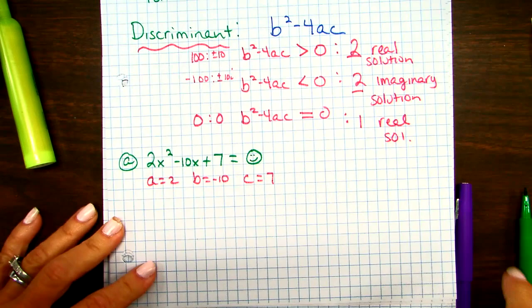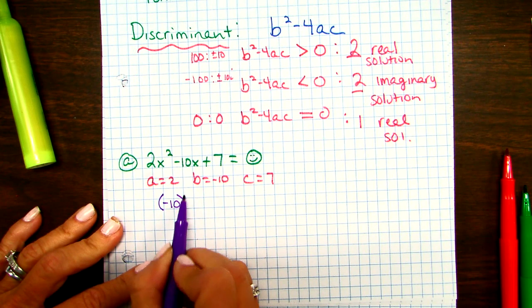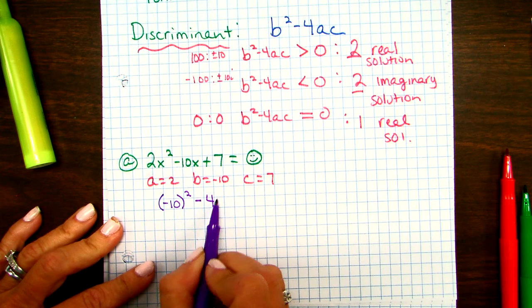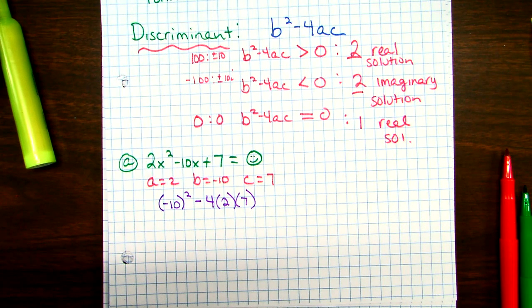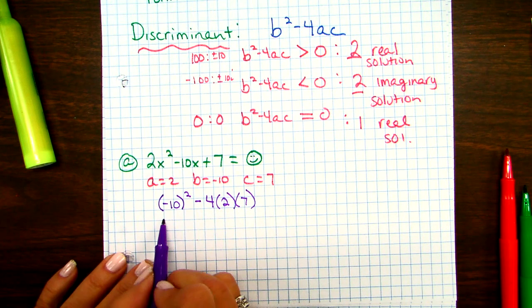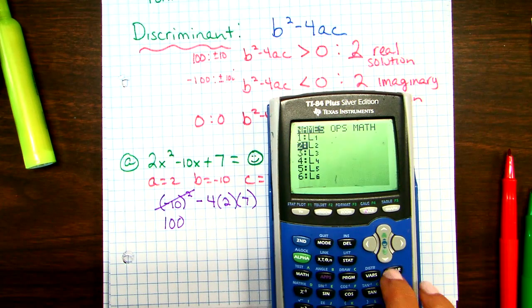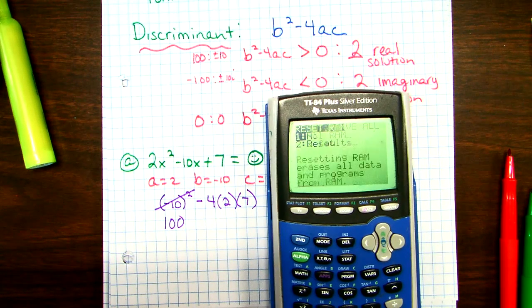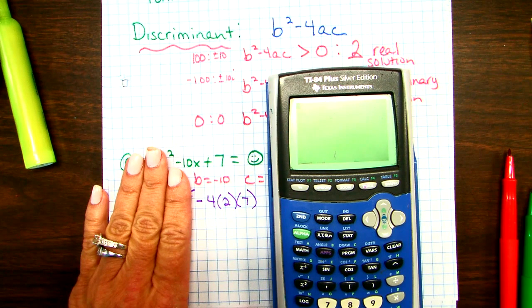That's how we started all the problems yesterday. And now I'm just going to plug in b squared minus 4ac. Notice there's no radical. That's a common mistake. Students love putting the radical in there. And let's do the work. Negative 10 squared is 100. And then don't forget, every single time that we do this, we're going to start with a negative 4. Negative 4 times 2 times 7.